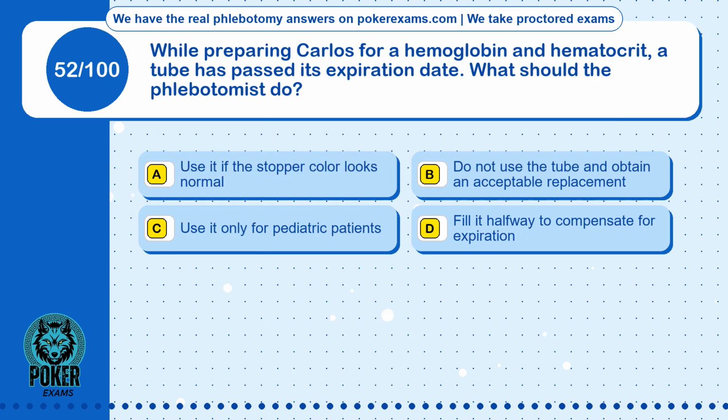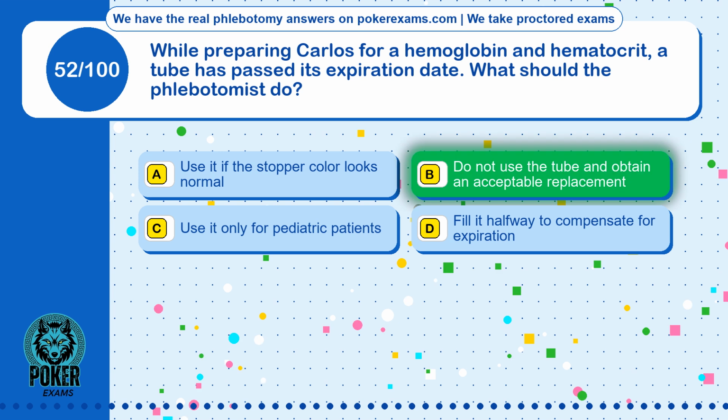Question 52. While preparing Carlos for a hemoglobin and hematocrit, a tube has passed its expiration date. What should the phlebotomist do? Option A, use it if the stopper color looks normal. Option B. Do not use the tube and obtain an acceptable replacement. Option C, use it only for pediatric patients. Option D, fill it halfway to compensate for expiration.